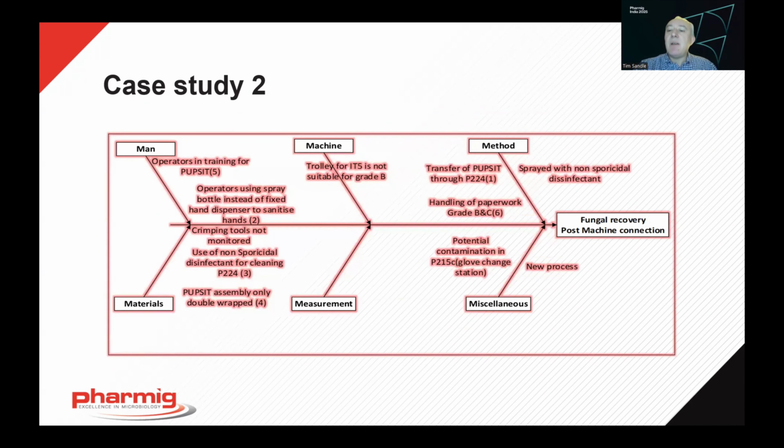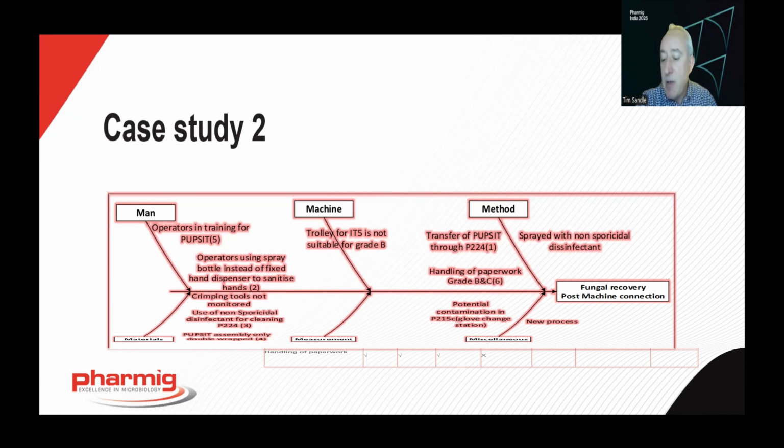And then after this, a fishbone diagram was constructed to help deconstruct the problem. And I'm sure many of you have seen these types of diagrams, but you're breaking them down into different areas and then into different potential causes. So we're trying to whittle away, what may have caused this fungi on these finger plates.